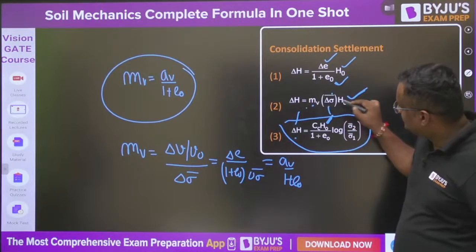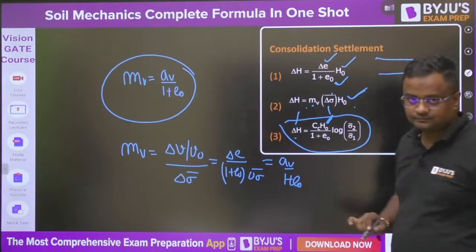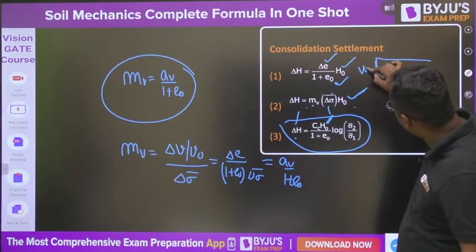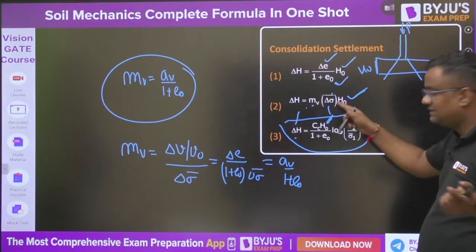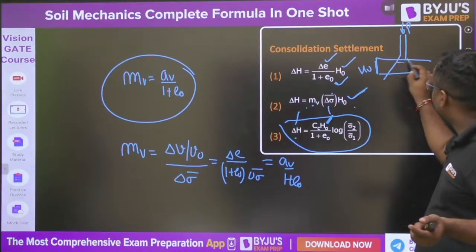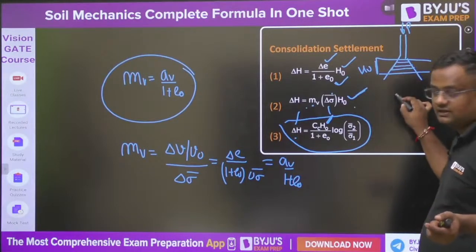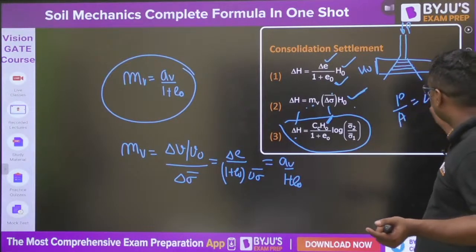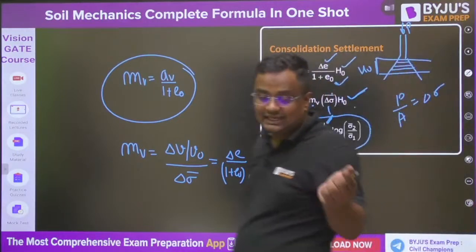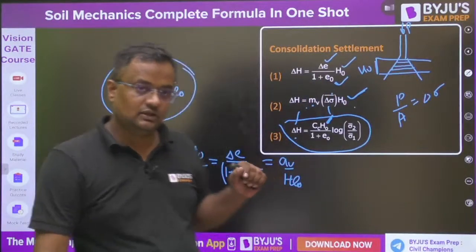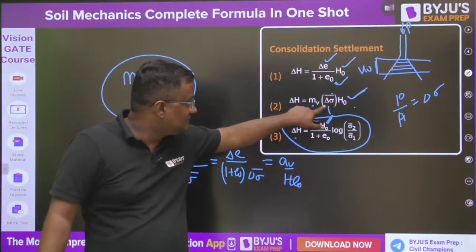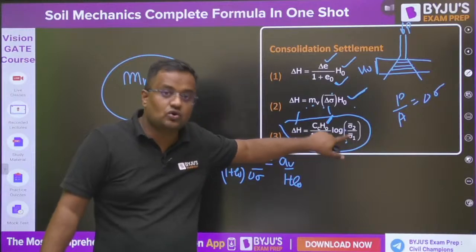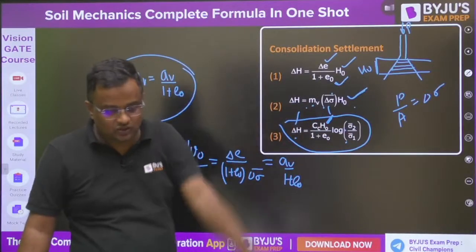Now this Δσ̄: if the soil is like this now, and we want settlement of this layer, suppose there is a building and the extra stress is P. So Δσ̄ is P by A, but A here will be different at different depths. So where I will be taking A, that should be calculated at the center of that layer. For the layer for which we are finding the settlement, the Δσ̄, the initial effective stress, all these values should be calculated at the center of that layer.